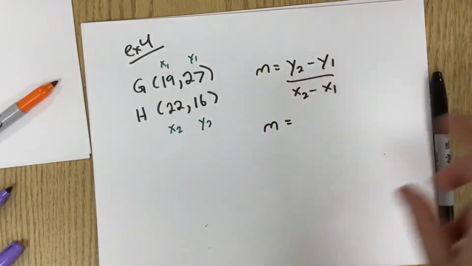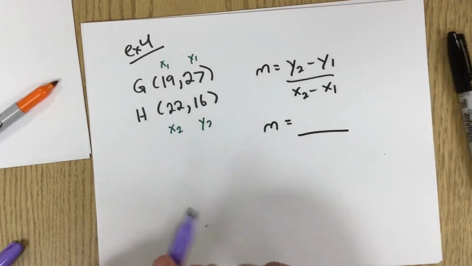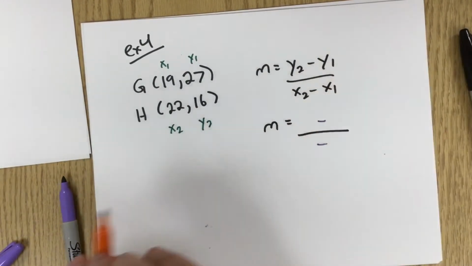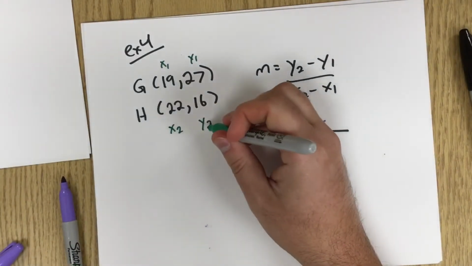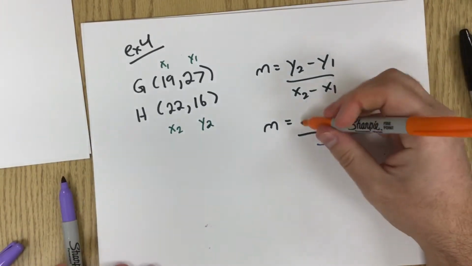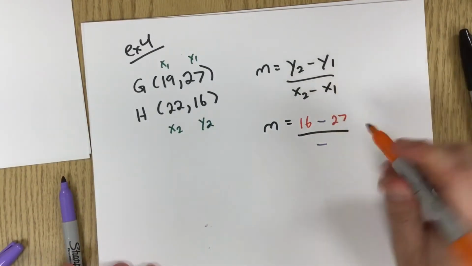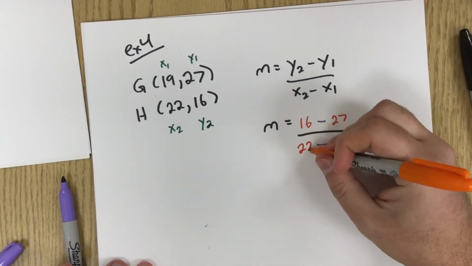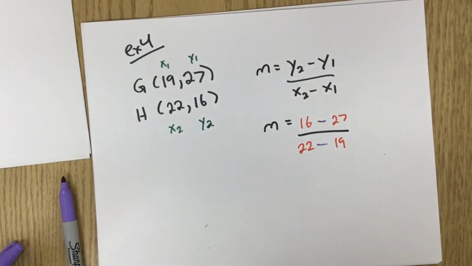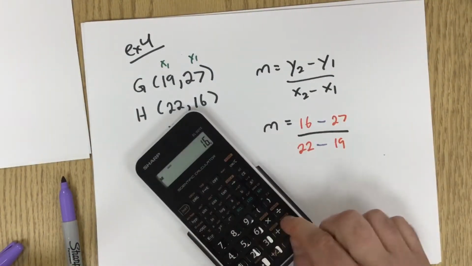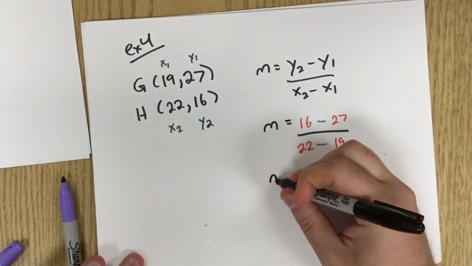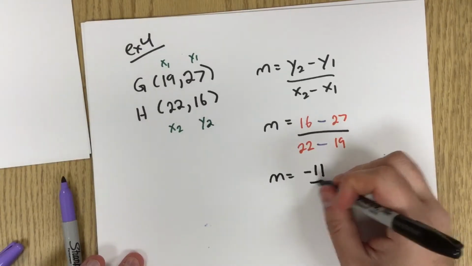We're going to sub in the numbers with some minuses in between. So y2, that was an ugly 2, y2 is 16 minus 27. That's going to be different. And 22 minus 19. So 16 minus 27, negative 11, over 3.